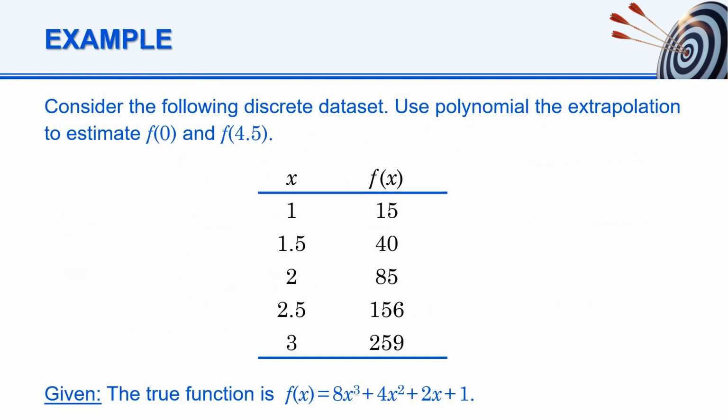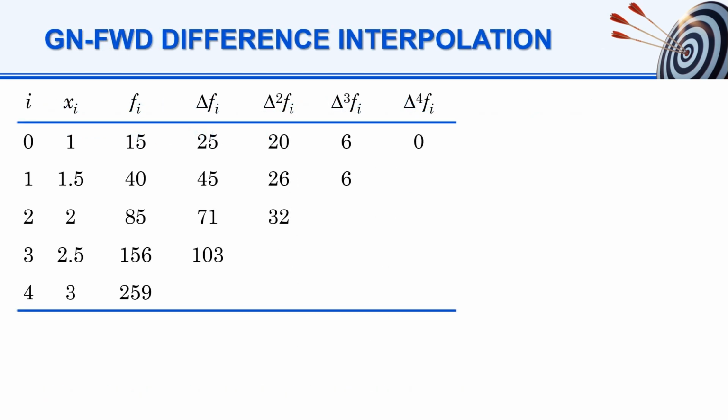Consider the following discrete dataset. Use polynomial extrapolation to estimate f(0) and f(4.5). The true function is given as follows. We note that the dataset is uniformly spaced with h equals 0.5.